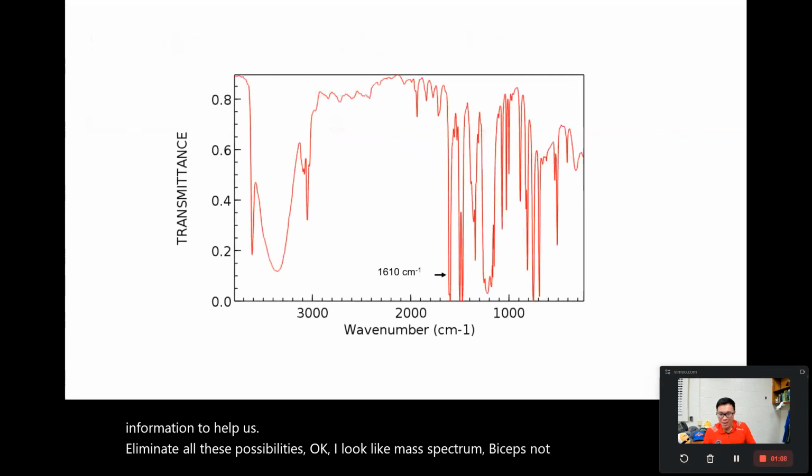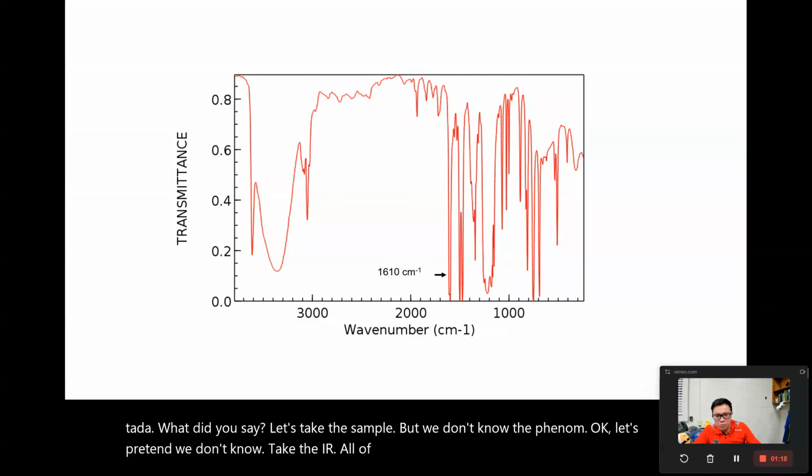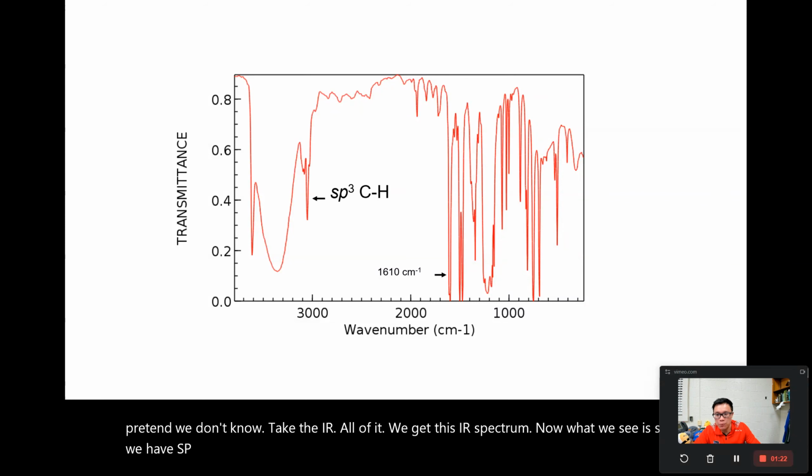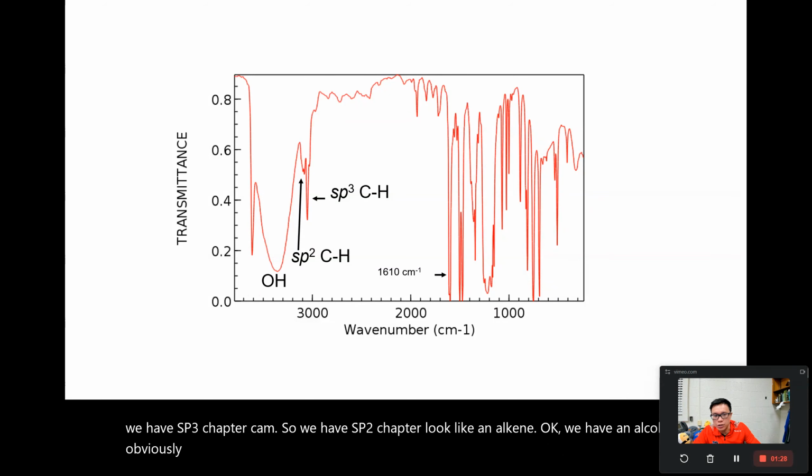We have this. Ta-da! What do you see? Let's take this sample. Of course, it's phenol, but we don't know it's phenol. Okay, let's pretend we don't know. Take the IR, all of it. We get this IR spectrum. Now, what do we see? So we have sp3 CH. Okay, so we have sp2 CH. Looks like an alkene. Okay, we have an alcohol. Obviously, there's a free alcohol right here too.